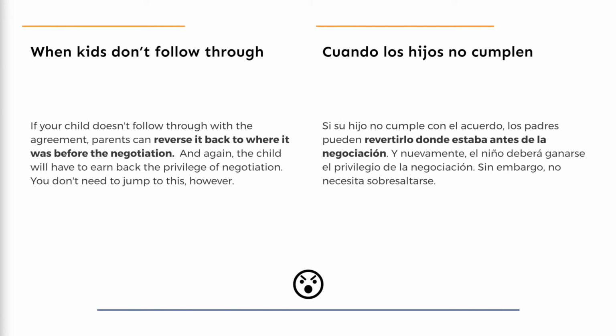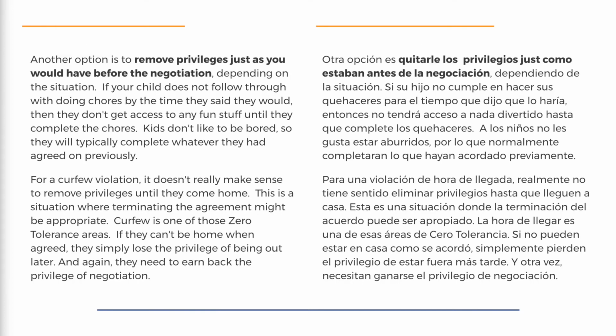When kids don't follow through. If your child doesn't follow through with the agreement, parents can reverse it back to where it was before the negotiation. And again, the child will have to earn back the privilege of negotiation. You don't need to jump to this, however. Another option is to remove privileges just as you would have before the negotiation, depending on the situation.